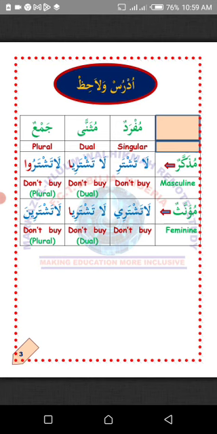Now we talk about mu'annas, being the word in Arabic that represents a female person or a female object. Just like the verb لا تشتري can only be used to command a single female person not to buy. So if they are two, you use the same form of the verb: لا تشتريا, don't buy, commanding two female persons. If they are more than two, you must attach nun to the last letter, carrying fatha. So the verb لا تشتري will now become لا تشترينا, which means don't buy, commanding a group of female persons.